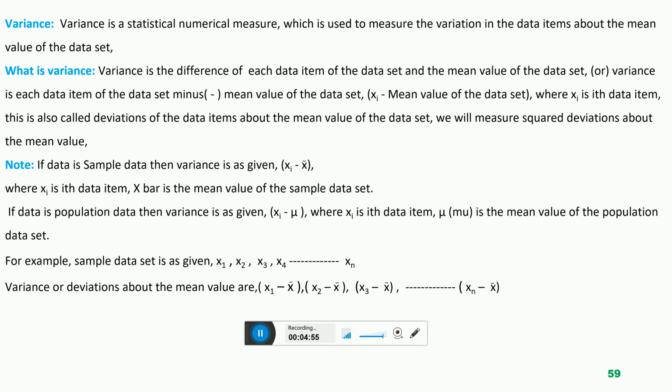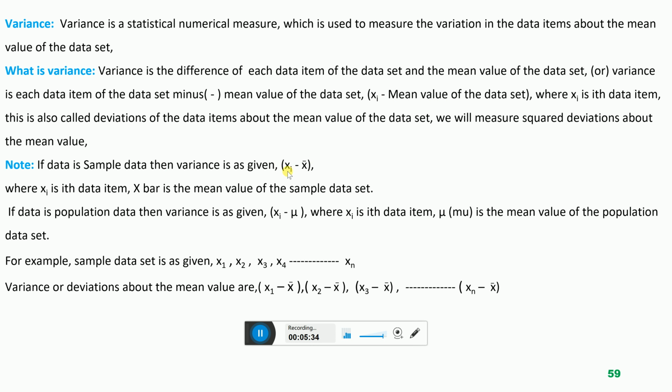So I am again repeating, variance is a statistical measure which estimates variability in the data items of the data set about the mean value. Variance is also called deviations of the data items about the mean value, and we can mathematically calculate it using this formula. This is simply the difference between the data item and the mean value of the data set: xi minus the mean value of the data set. This is variance, which is also called deviation.